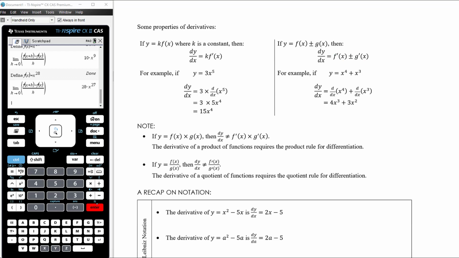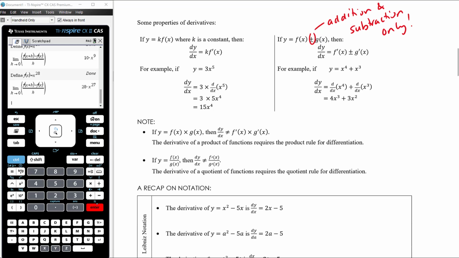For example, in this function, we differentiate x to the power of 4, and separate to that we differentiate x cubed, and we're still just adding them together. That's important because we can do that when it's addition and subtraction. If it's not just addition and subtraction, you first need to simplify your expression.